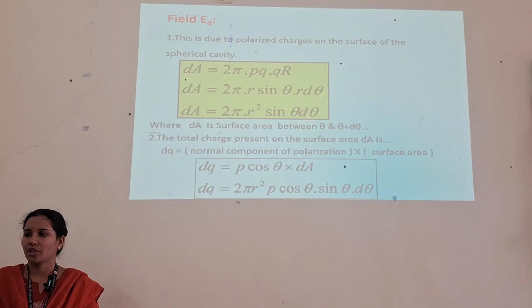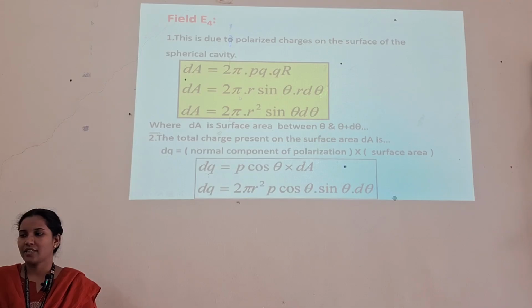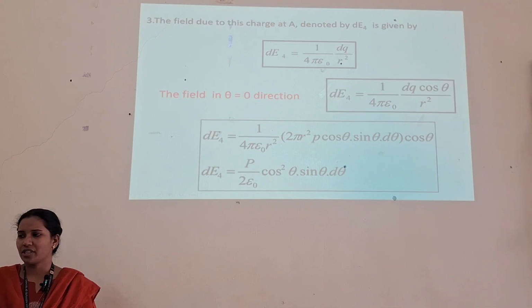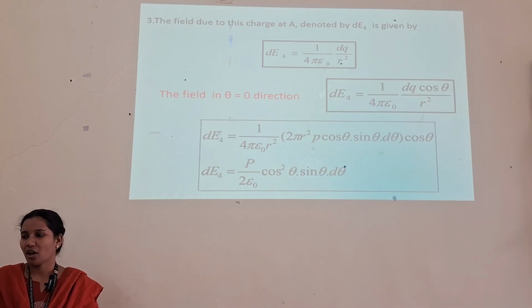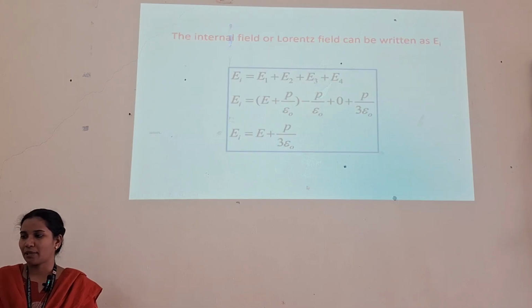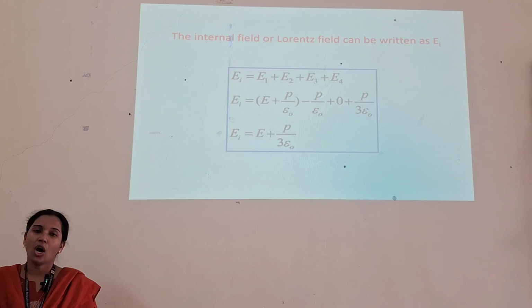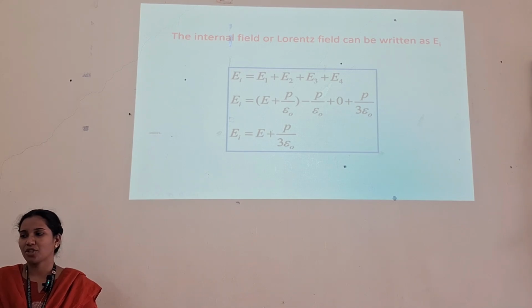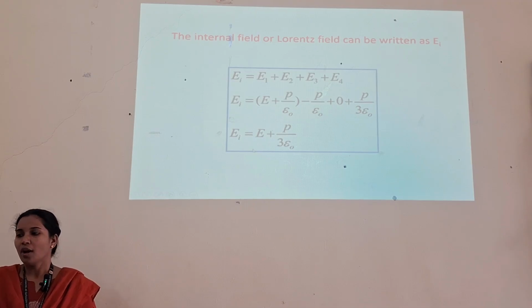This field E4 is due to the polarized charges on the surface of the spherical cavity. We can see dA equals 2 pi r square into sin theta into d theta. E4 is denoted by 1 by 4 pi epsilon naught dq by r square. So dE4 equals P by 2 epsilon naught into cos square theta into sin theta d theta. Now after getting E4 equals P by 3 epsilon naught, the total internal field, or Lorentz field, or local field, denoted by EI, is the summation of the 4 internal fields E1, E2, E3, E4. We will get EI equals E plus P by 3 epsilon naught.